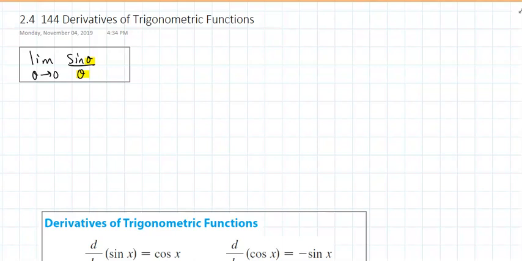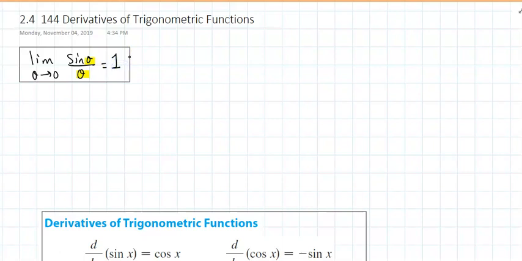Okay, section 2.4 is on page 144. It talks about the derivatives of trigonometric functions. And in this section, we're going to be taking the derivative of the 6 trigonometric functions. We need to really establish this identity first. This is something you need to remember. If I take the limit as theta approaches 0 of the sine of theta over theta, I will get 1.